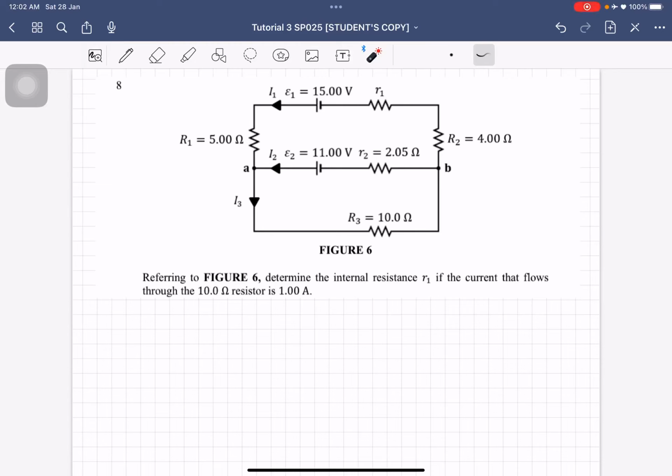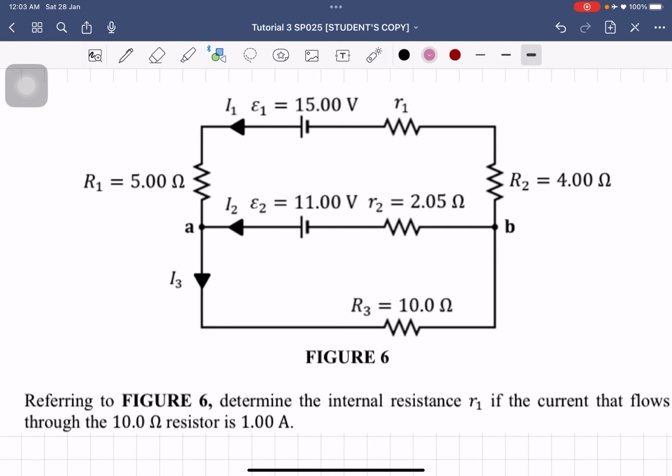Alright, question number 8, which is on Kirchhoff's law. For this type of question, always remember to start by labeling the direction of the current, but in this question it has already been given, which is this one here, and this one here. What I would do next is first draw the direction of the EMF before I designate a direction of the loop.